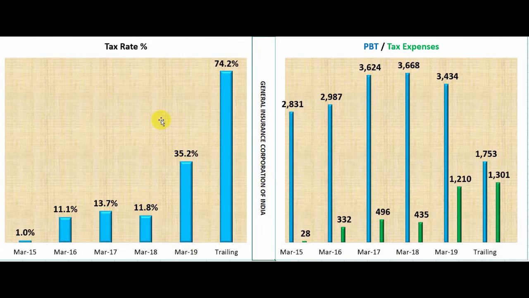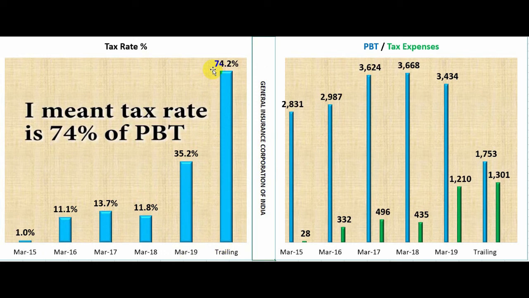In March 19, the company paid a tax rate of 35.2% on its profit before tax value. In the previous years, the tax rate was quite low at 11% and 13.7%. But in the recent 12 months, it seems the company's tax payment outgo is at 74% of its sales.